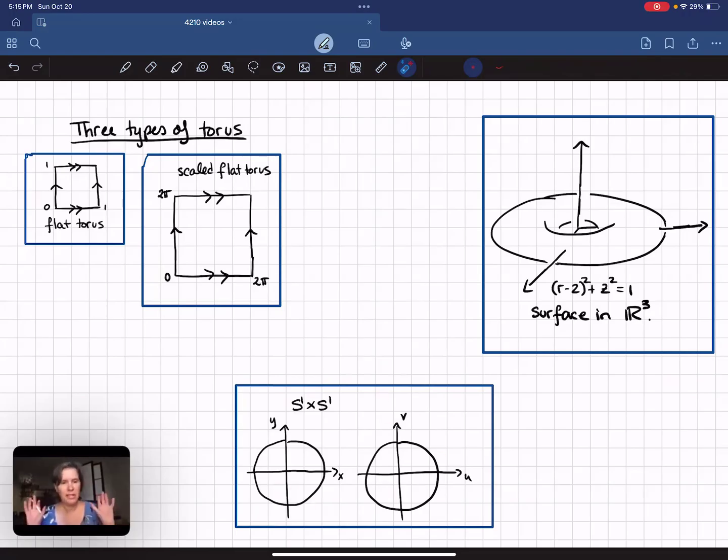So that means I'm taking two circles, two S1s, and then taking pairs of points, one point from each circle. And we made an argument visually for why that should be equivalent to this surface of a donut, okay? And then finally, when we learned about quotient spaces, we talked about a flat torus, and that was if we take the unit square and we identify the left and right edges and we identify the top and the bottom edges, and we claimed that that is also going to make a torus.